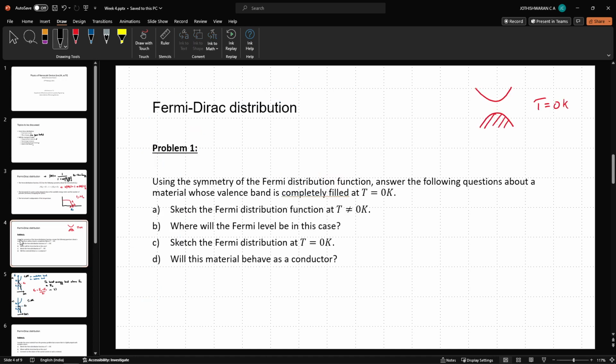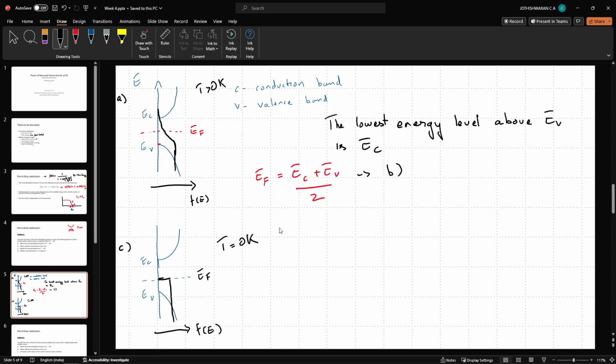The final part is we are asking, will this material behave as a conductor? In general, the answer is no, because the probability of finding an electron in the conduction band, as we can see from this, at any given temperature is significantly lower than finding an electron in the valence band. So in fact, if I'm being very precise, I should slightly change this graph at non-zero temperature. So it should be up until here, and then it should be something more like this.